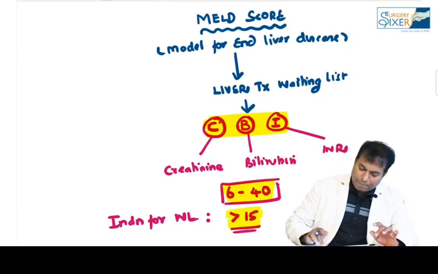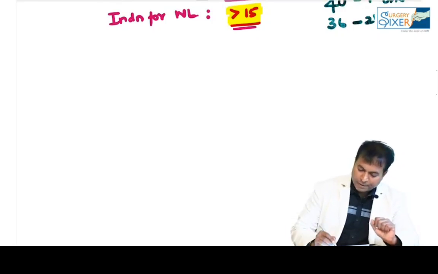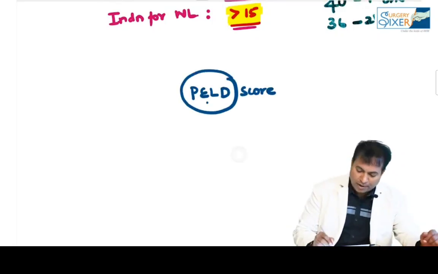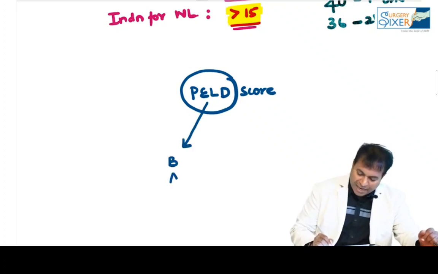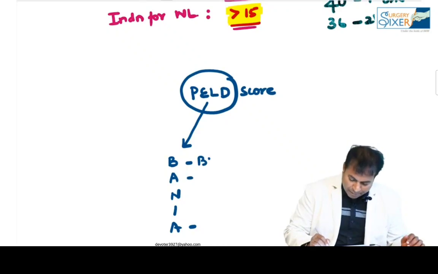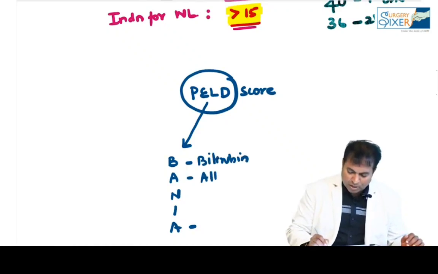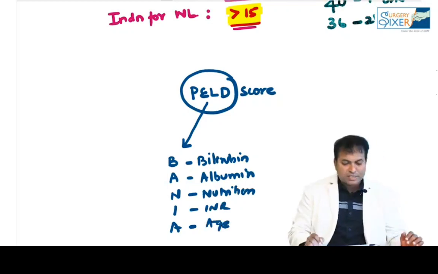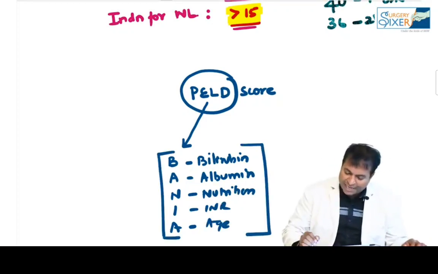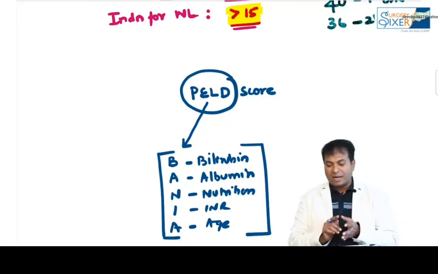And for pediatric cases there is a new scoring system known as the pediatric end stage liver disease score, the PELD score. It is based on BANIA: bilirubin, albumin, nutrition, INR and age. Not much important, just remember it; it is not commonly asked in the exam.